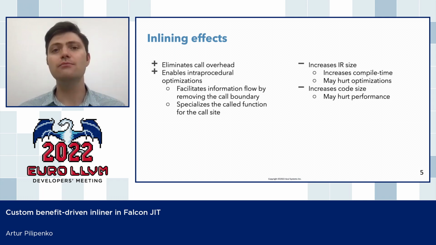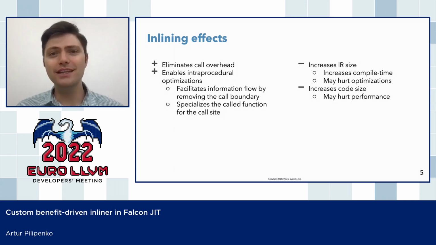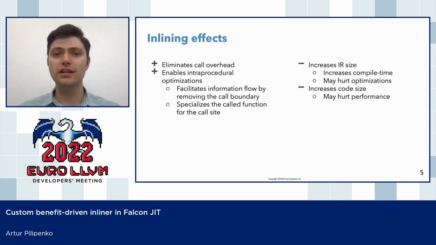First, it facilitates information flow by removing the call boundary. Imagine the called function returned a constant. After inlining, this constant becomes available in the caller function and can participate in other optimizations, like constant folding. And second, inlining creates a specialized copy of the called function specifically for the inlined call site. We can optimize the specialized copy more aggressively.